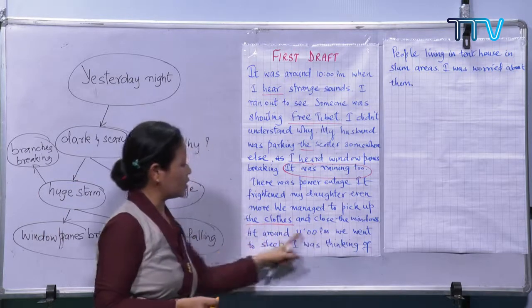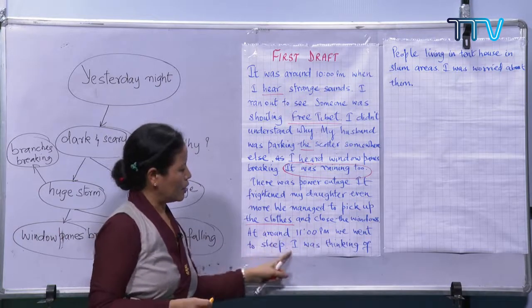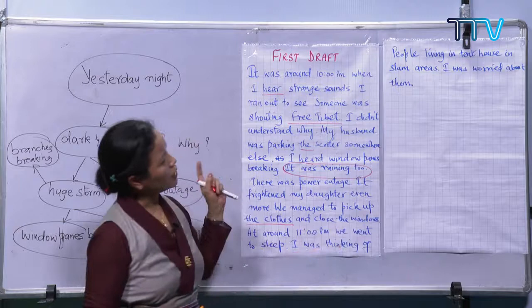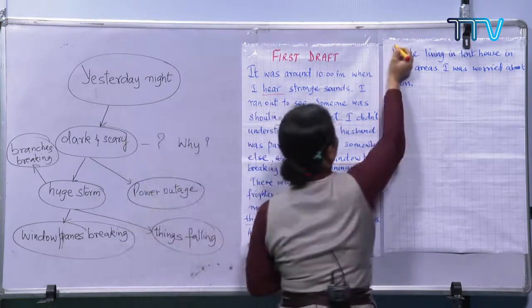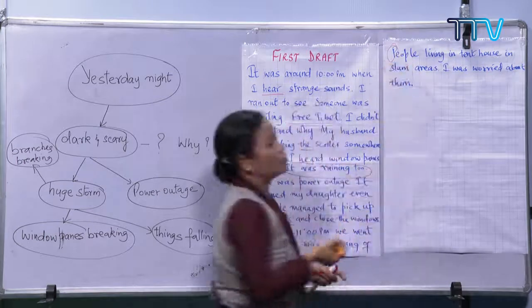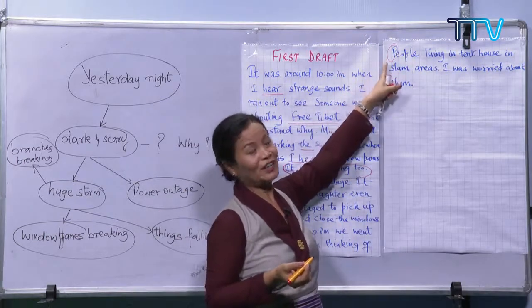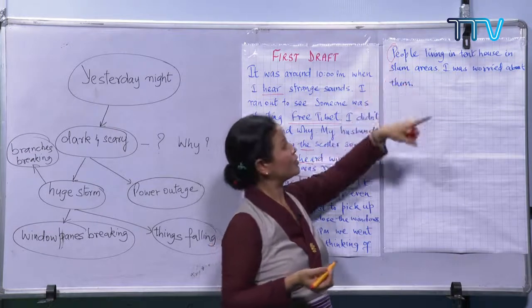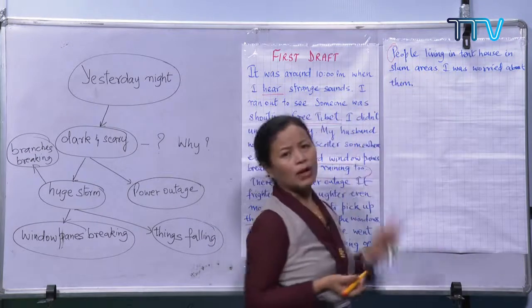At around 11 p.m. we went to sleep. I was thinking of people living in tents. Oh, I was thinking of people. So that was actually not required, right? I have capitalized P, which is not required. Okay, it's not at the beginning of a sentence. Living in tent houses in slum areas. I was worried about them.